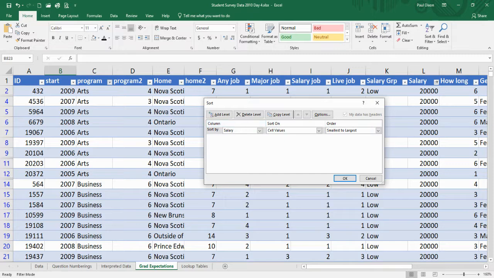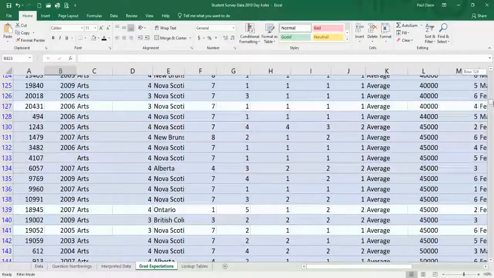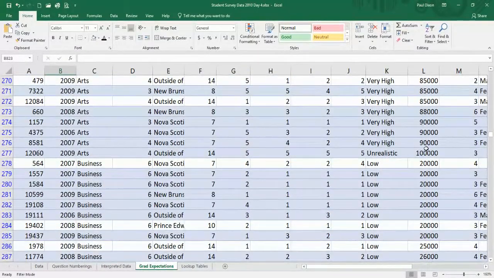Custom sort. Okay. So I could sort first by program, and then I can add a level, and I can sort by salary. And I could do it A to Z or smallest to largest, largest to smallest. Let me just do that. Okay. Now I have all the art students, and then their salaries go from 20,000, and what are the top ones, and lots in the middle, and we got, whoops, a couple that are at the very top, but not that many. And then we have business students.